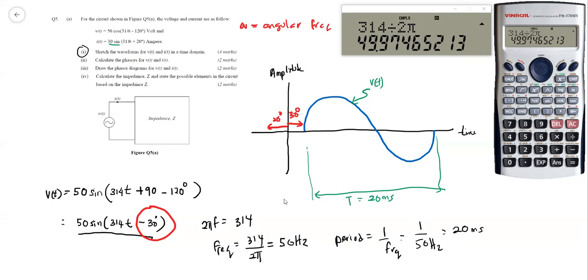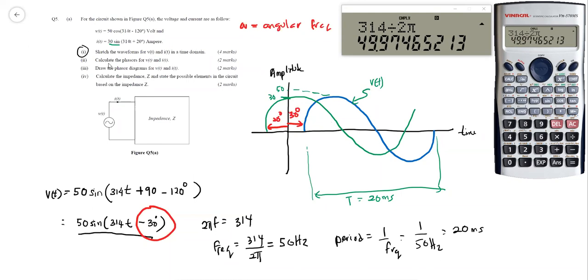Okay, so I can sketch my waveform. The waveform of the current is 30 angle 20, like that. You need to label this one. This one is 30, so this one should be higher than that, 50. Sorry, my drawing is not very perfect. Okay, so this is the first question.